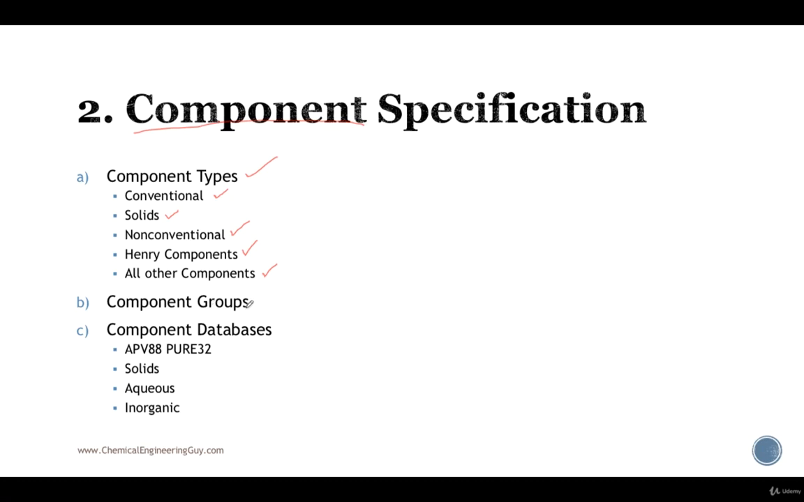Then we go to the component groups, how to state component groups, why it is convenient to state component groups, and we're going to be talking about the databases or databanks. As stated before, when we select conventional components, we will be talking about the binary and pure specifications, parameters, etc. Those can be found in plenty of databases which are already in Aspen Plus.